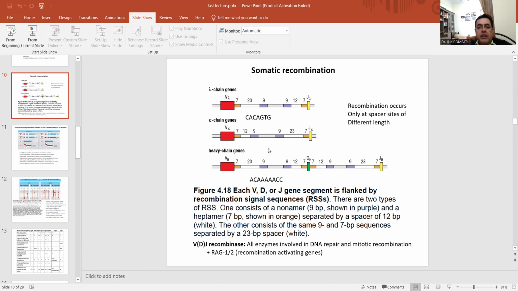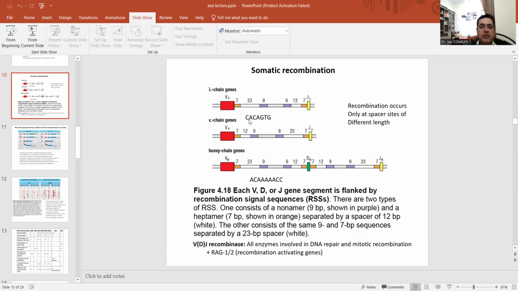The spacer can be 12 or 23, but the recombination signal sequences are always these seven base pair and nine base pair sequences that you see here. So recombination occurs only at these spacer sites of different length.